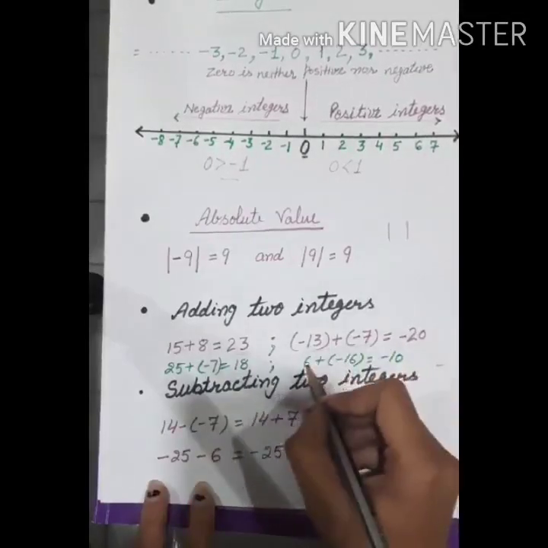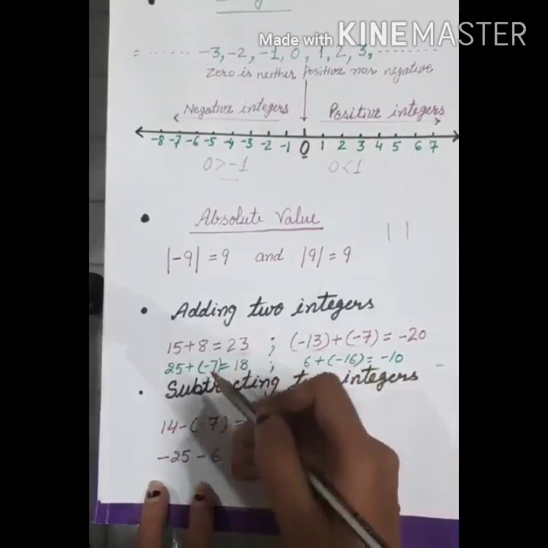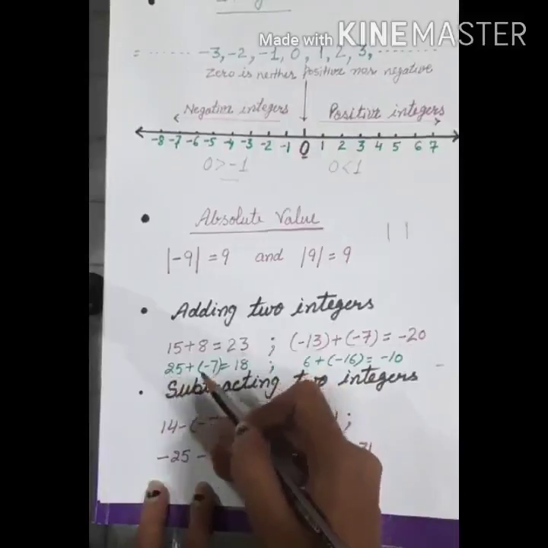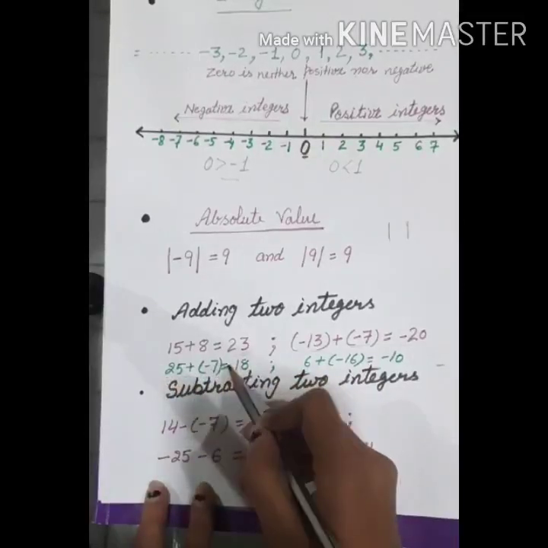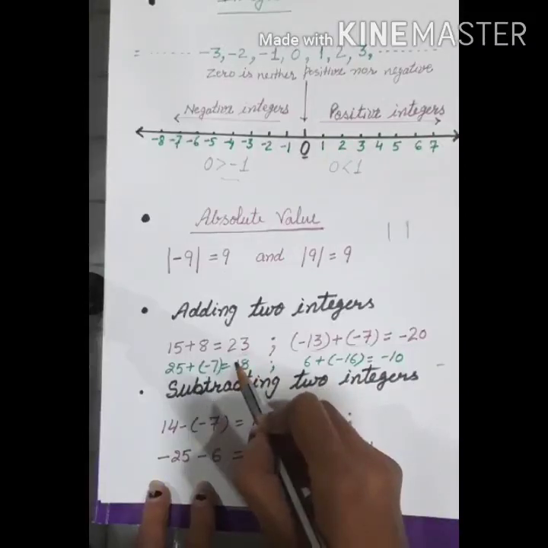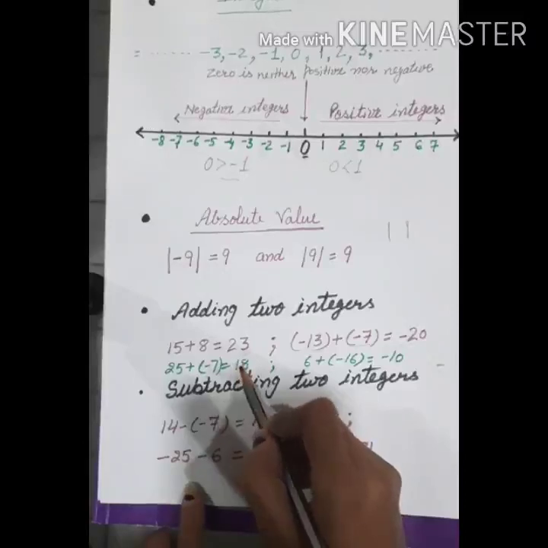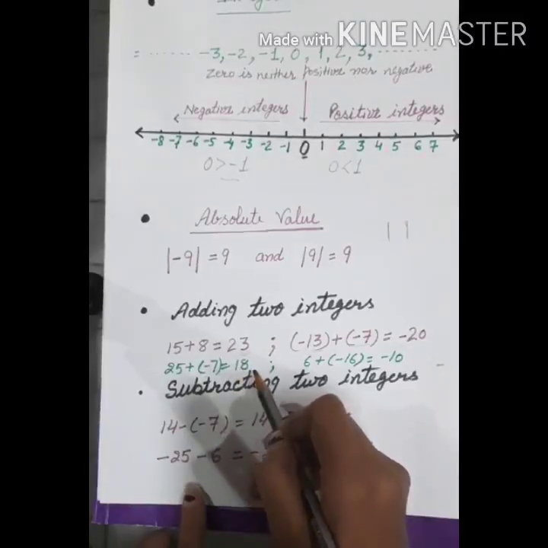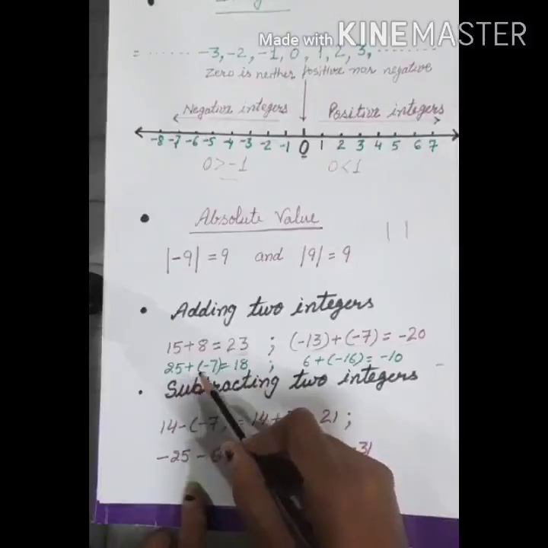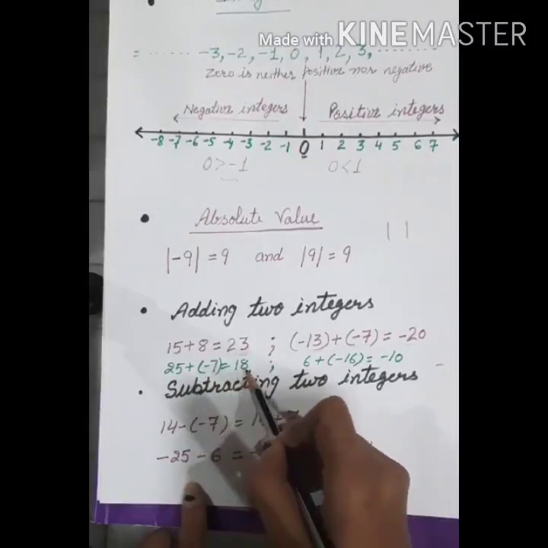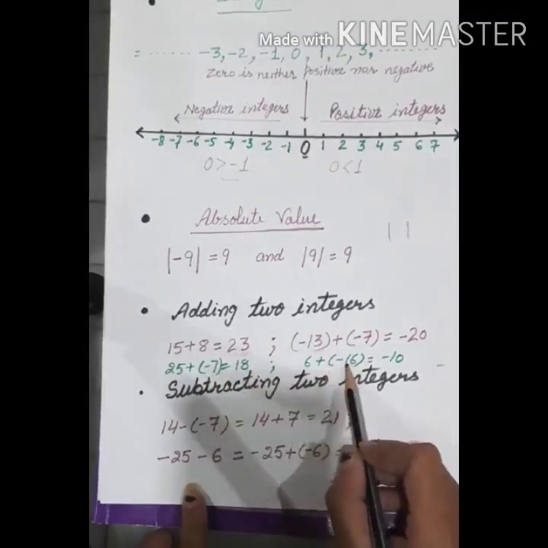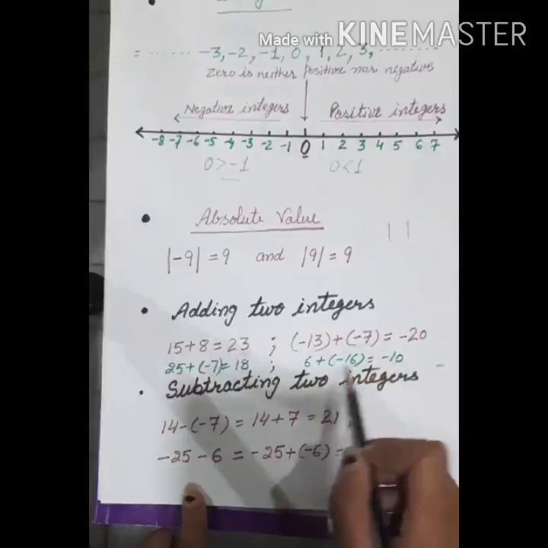-20. For adding two integers with opposite signs, we find the difference between their absolute values and place the sign of the integer with a greater absolute value before the difference. For example, 25 plus -7 is equal to 18. 6 plus -16 is equal to -10.